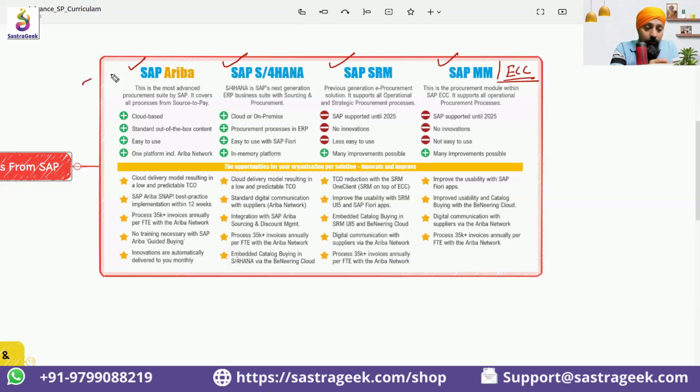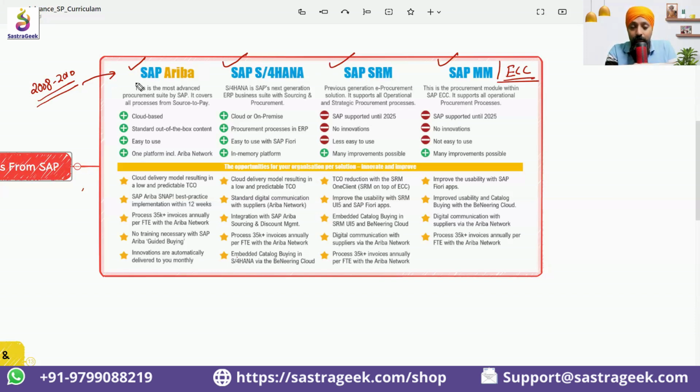SAP has not built the Ariba product from scratch. Ariba is a company name, and if I am not wrong, between 2008 and 2010 SAP acquired this company, and it became SAP Ariba. That company was very strong in sourcing functionality, and SAP ECC does not have good sourcing functionality, so they brought Ariba into it. SAP SRM was having some functionality which SAP Ariba has.